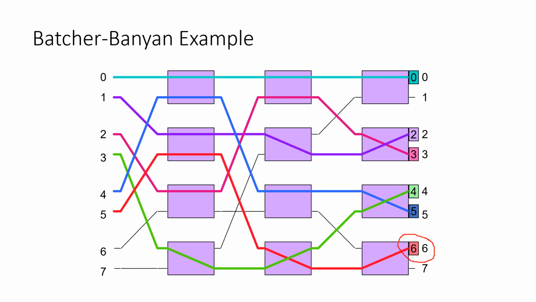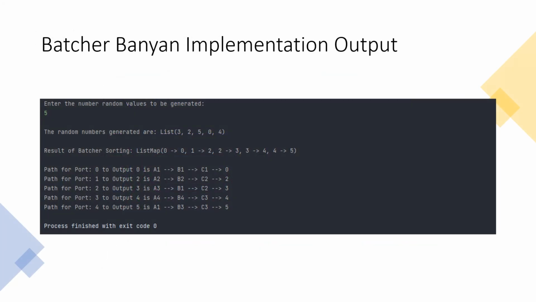Following the logic of the Batcher Banyan network, problems of performance degradation, path contention, and output port contention are eliminated. This slide displays the output of the implementation of the Batcher Banyan network. I have used the Scala programming language to implement this program.